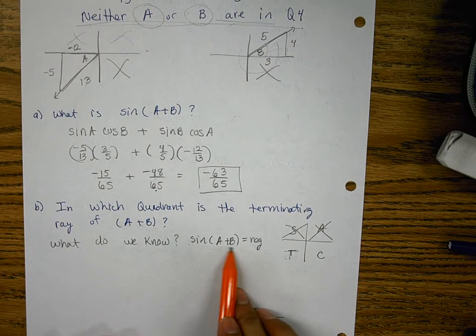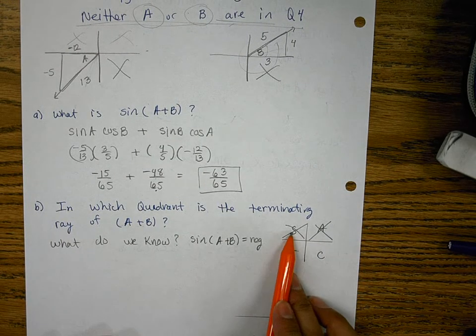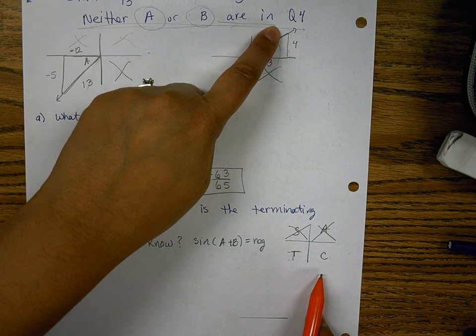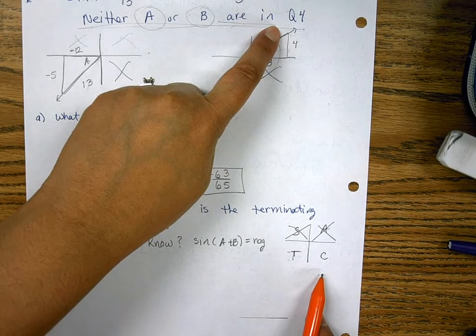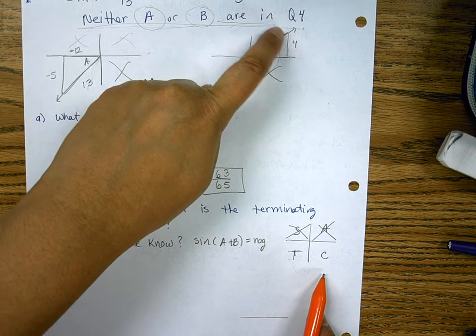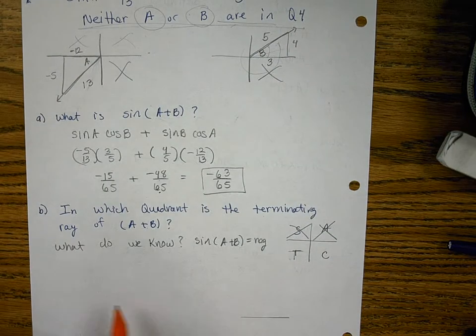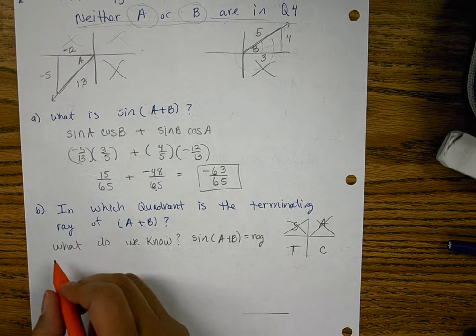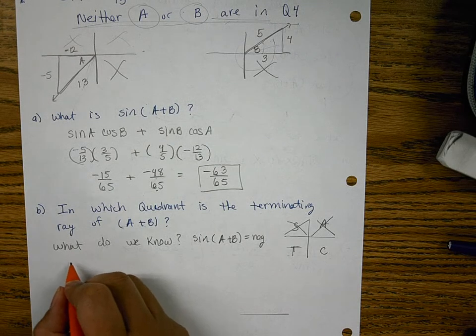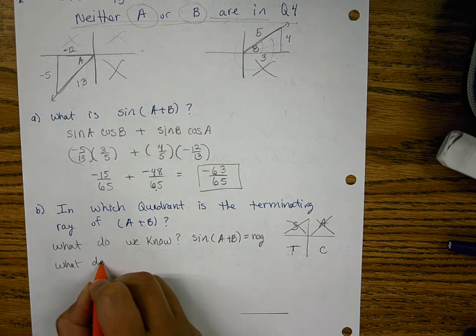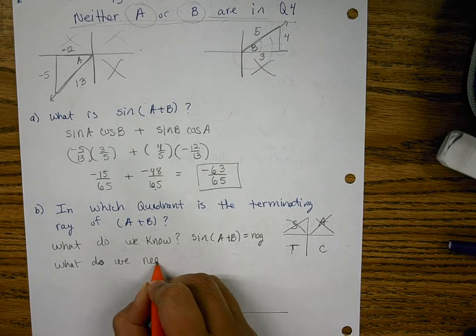Now, if on the test you do this and you stop here and you say it must be in quadrant 3 because blah, blah, blah, here it's negative, so it can't be in quadrant 1 and 2, and it can't be in quadrant 4 because it stated that in the beginning. Wrong. Remember, we do not use this given information for part B. Okay, so this is what we know.